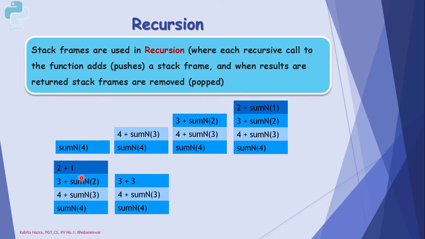So now in place of the sum of natural numbers up to 2, we have got the return value, that is 3. Now this value will be added and it will replace the function call for the sum up to 3, and the stack frame will be removed. 4 plus 6 will be calculated and it will replace the function call for the sum of natural numbers up to 4, and another stack frame will be removed. Now the last one is the result.